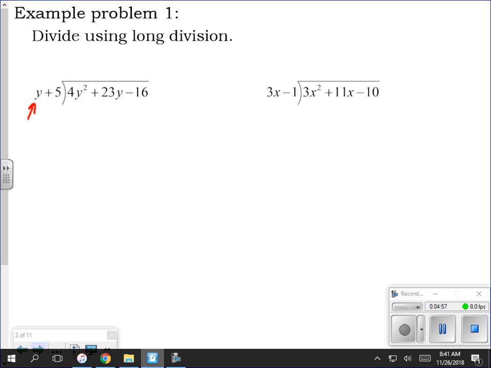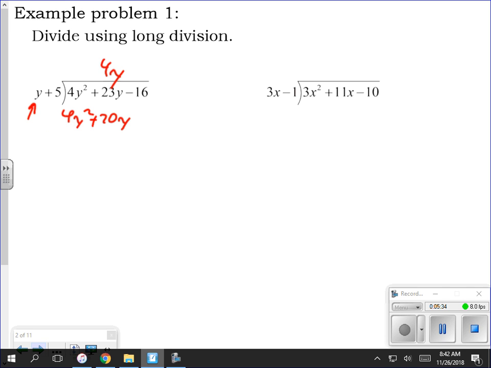4y. Okay. So 4y times y. Notice I write it over where I have the same powers. Okay. So 4y, now it's just like long division. I take this times what's in front, write it underneath, and then subtract. 4y times y, 4y squared. 4y times 5 gives me 20y. That's the only time the 5 comes into play, when I'm setting this up.